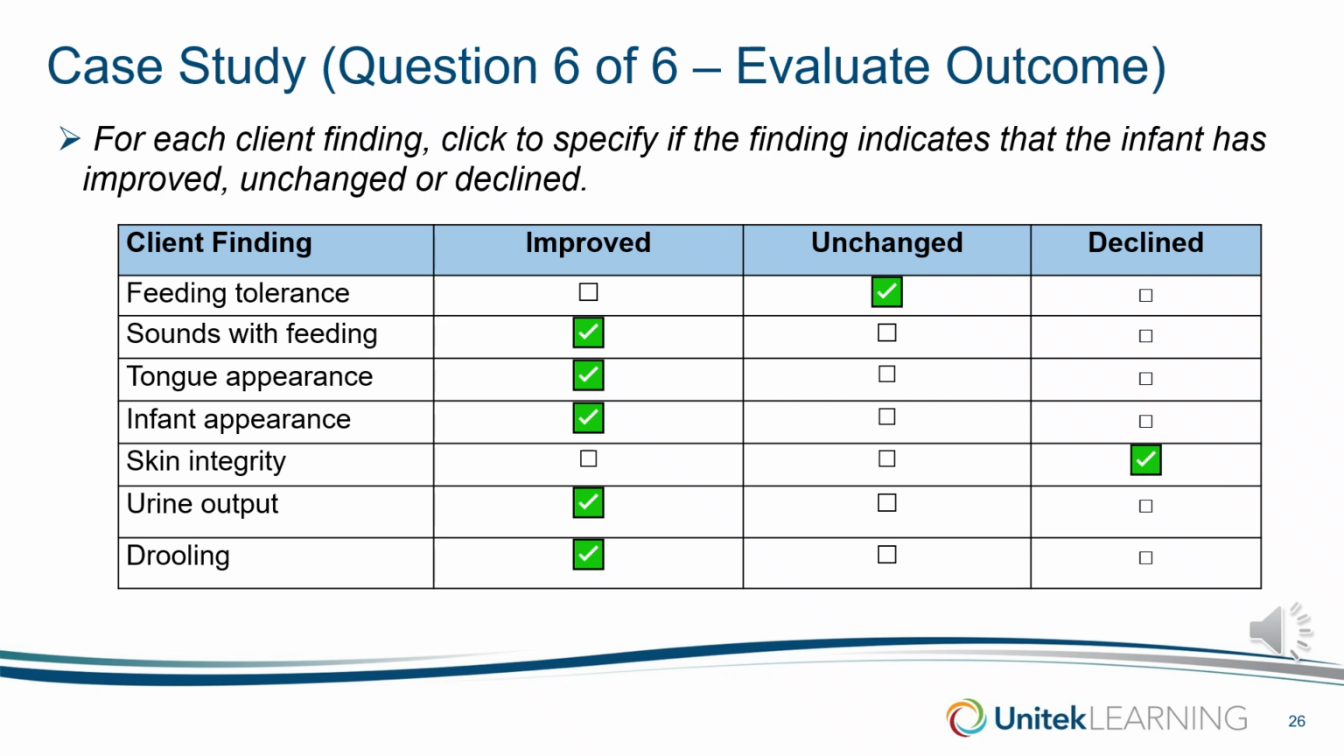Upon review of the data against the findings listed here, you may have found that the infant continues to spit up following feedings, so the tolerance is unchanged. Clicking sounds have decreased, so this is an improvement. For tongue appearance, the tongue mobility has improved, so this is an improvement. The infant appears more comfortable and consolable, so that is an improvement.